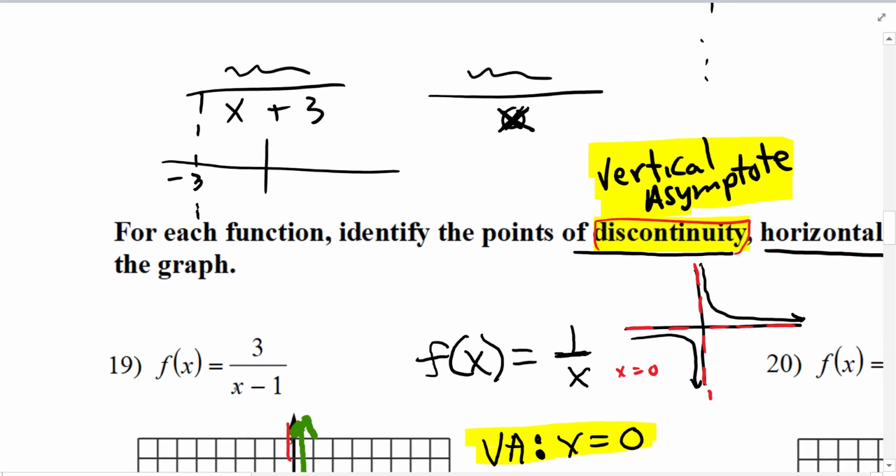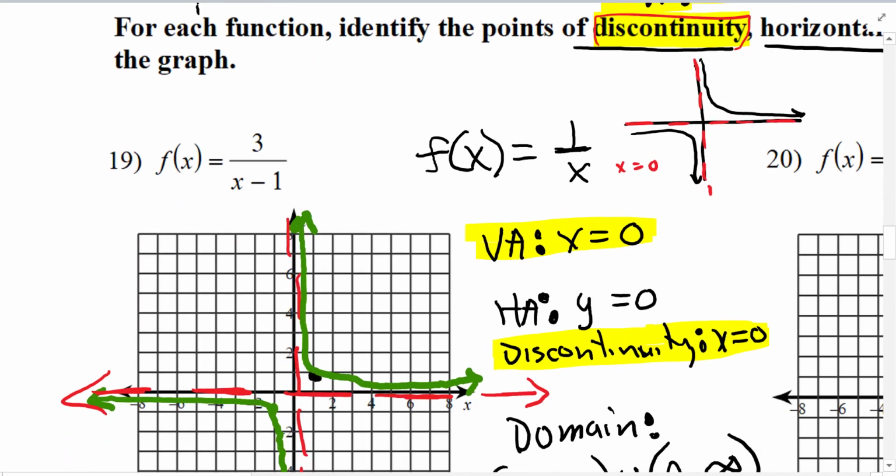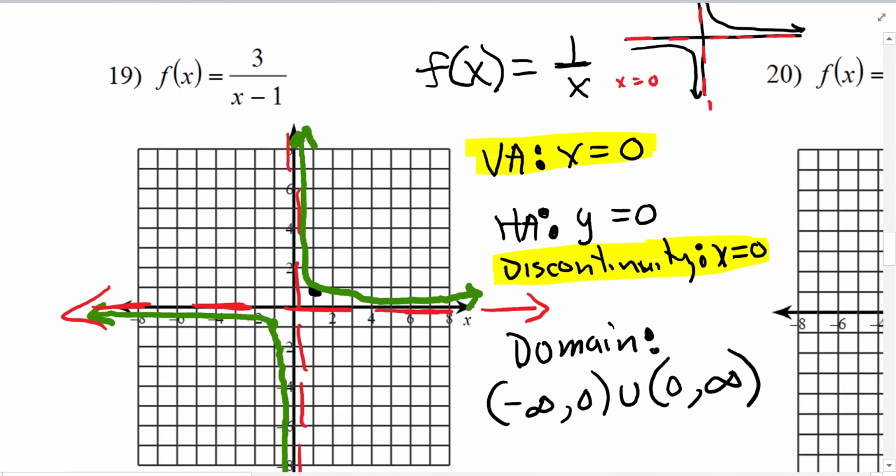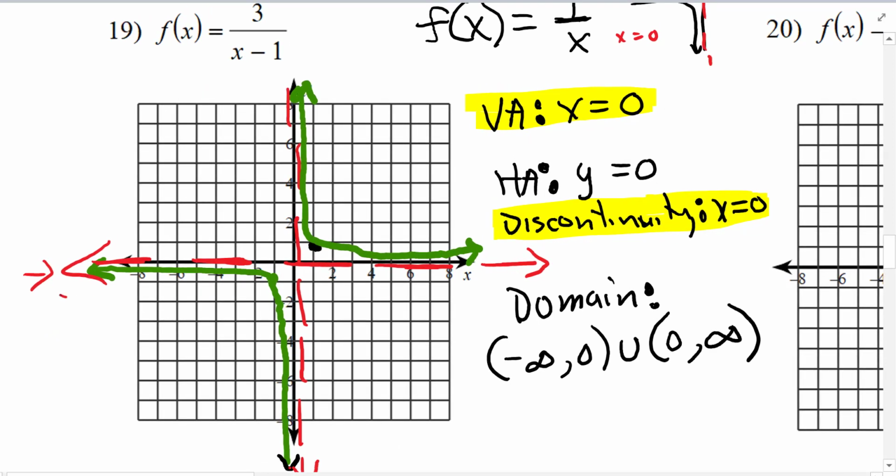So we have our 3 over x minus 1, and what I've done here is I've drawn the original graph like I did right here, and notice where there's a vertical asymptote, it's where x is equal to 0, that's the equation. Where there's a horizontal asymptote, right here, it's where y is equal to 0, that's also the equation. And notice the vertical asymptote and the discontinuity equation is the same. And then I also show you what the domain is. So this graph is continuous.